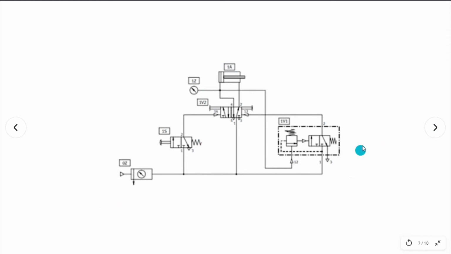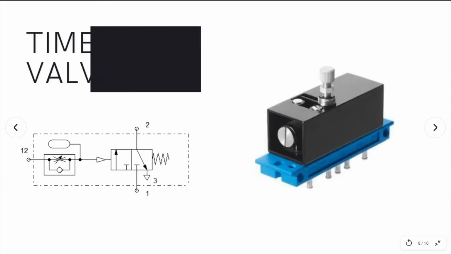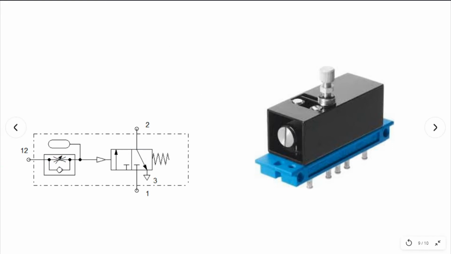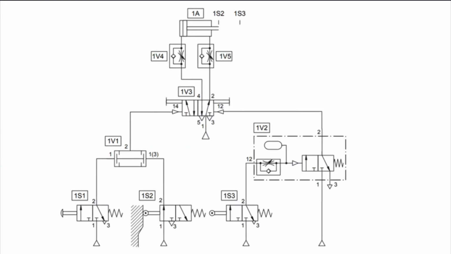Okay, so the next circuit is your time delay valve. Now, your time delay valve is actually composed of several small components. You have your one-way flow control, you have your reservoir, and then you also have your 3-2-way directional valve. In some way, it is somewhat similar to your sequence valve. So, let's see how it is being used in this circuit.